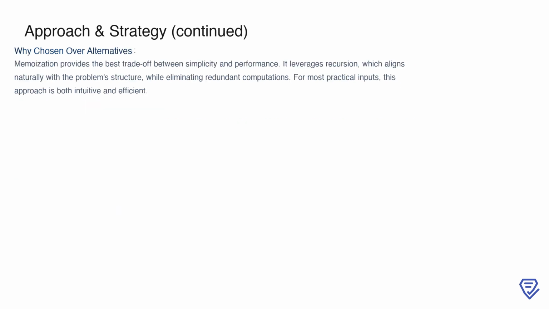Memoization stands out as the best choice because it combines the natural alignment of recursion with the efficiency of avoiding redundant computations. The recursive nature of this approach mirrors the structure of the problem itself, allowing us to decompose the expression in an intuitive way. By storing and reusing results for overlapping subproblems, it achieves significant performance gains without adding unnecessary complexity to the implementation. For most practical inputs, memoization provides a solution that is both easy to understand and efficient.